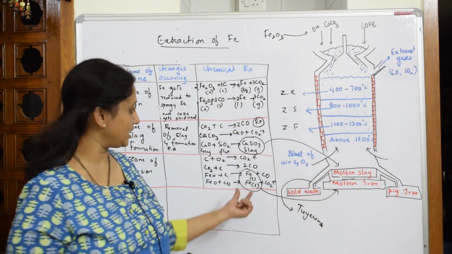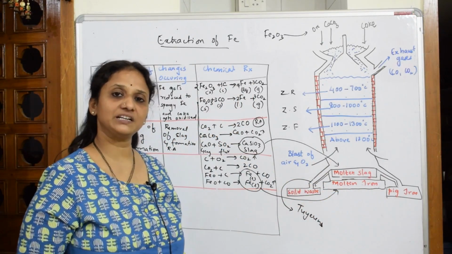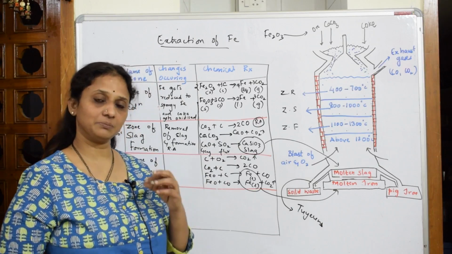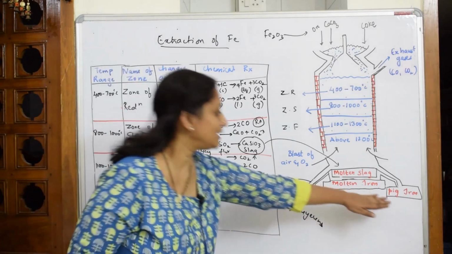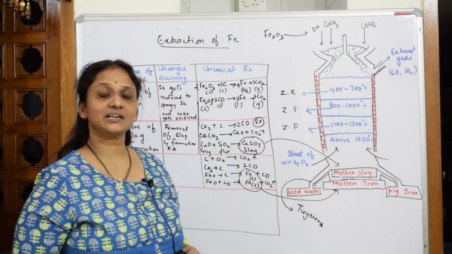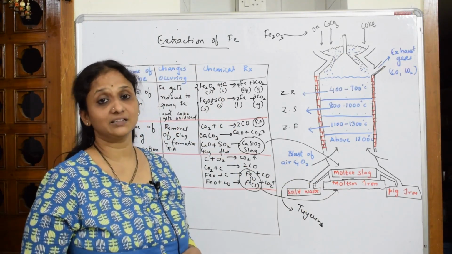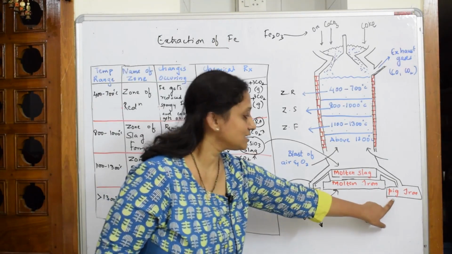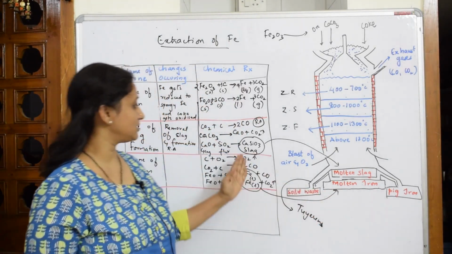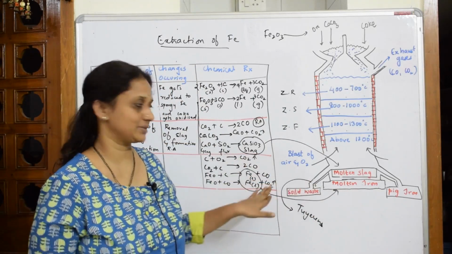The iron which we obtain here is further sent to the refinery where we refine it to that particular extent where we remove all the impurities, and that iron which is extracted out from the furnace is called pig iron. I'll be teaching you what is pig iron and cast iron also. So now pig iron is extracted out and solid waste, that is your slag, is extracted out from the site.